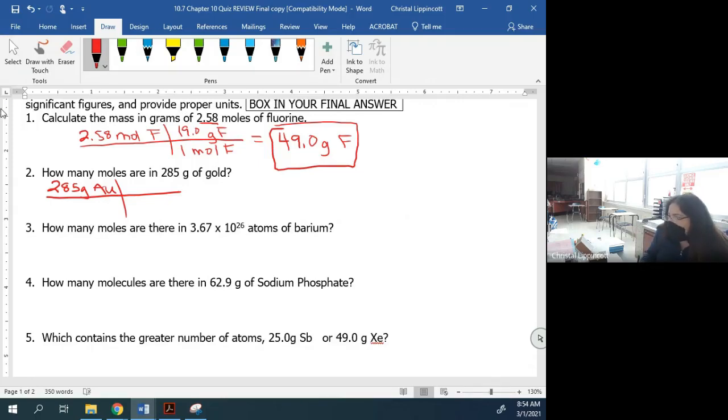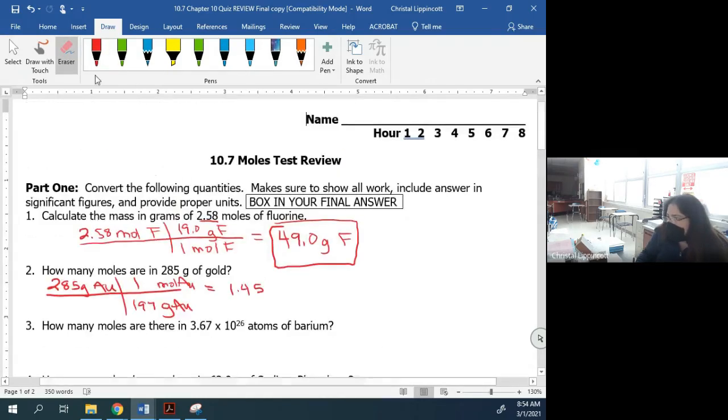All right, I'm getting rid of grams of Au and I'm going into moles of Au. Okay, 1 mole here, I get this value from the periodic table. It's 197. And this time I'm going to multiply by 1 and then I'm going to divide by this value. So I end up with 1.45 and that's going to be grams. No, I'm sorry, moles. I'm having trouble today. Sorry, y'all. Moles of Au. And then I want you to box in your answers.